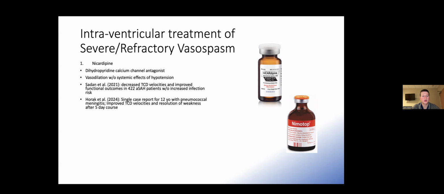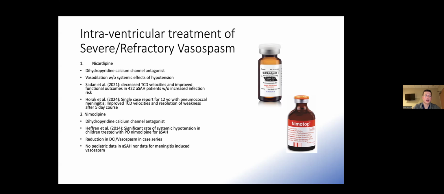In a paper in 2024, there was a case report of a 12-year-old with pneumococcal meningitis who developed severe refractory vasospasm. And similar to the studies in aneurysmal subarachnoid hemorrhage, they noticed improved TCD velocities as well as resolution of a weakness after a 5-day course of intraventricular Cardene.